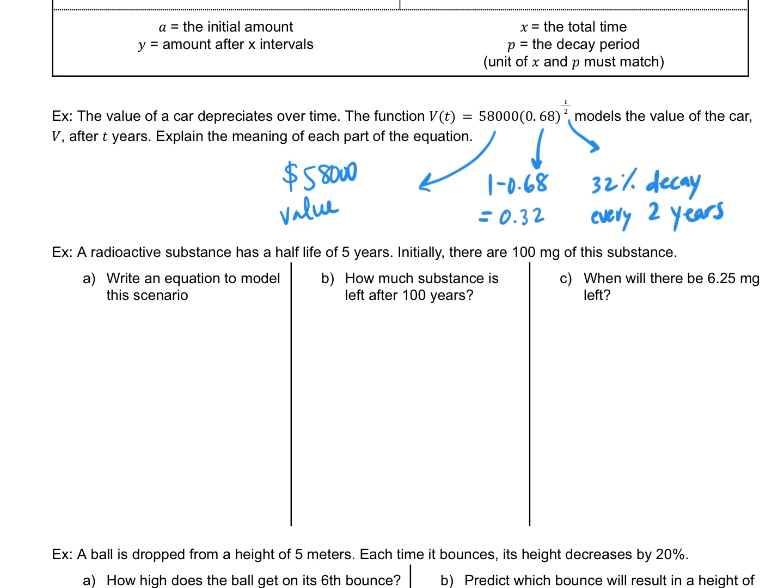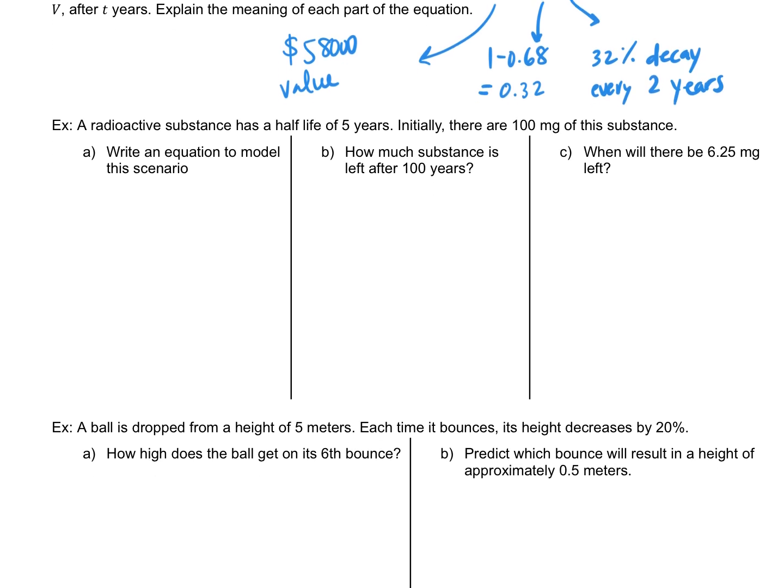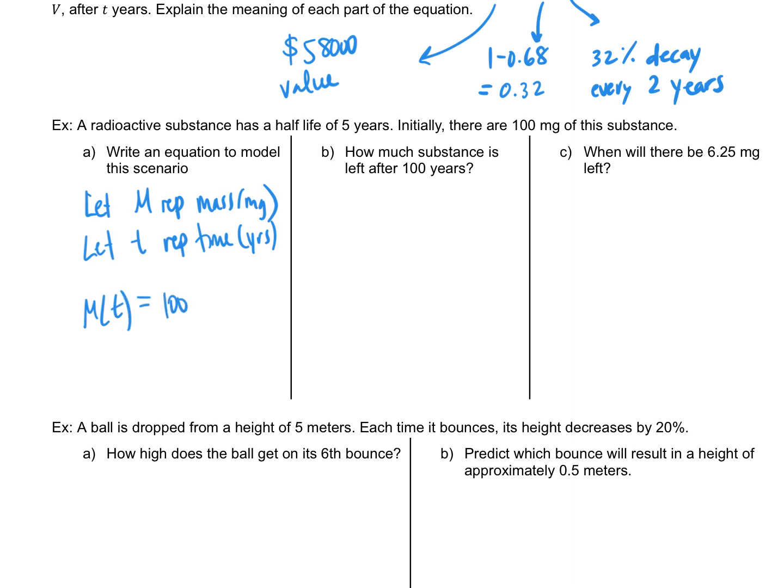All right, next example. A radioactive substance has a half-life of 5 years. Initially, there are 100 milligrams of this substance. Okay, we're dealing with mass and we're dealing with years. So I'm going to say let m represent mass in milligrams. Let t represent time, and it's in years. So our initial mass was 100. Our rate is half, and we cut in half every 5 years, so t over 5.